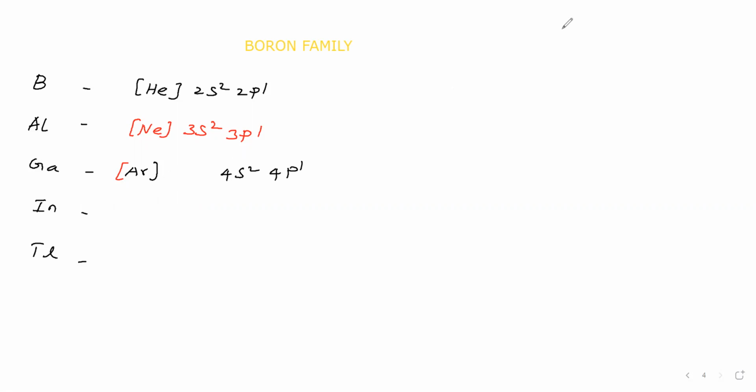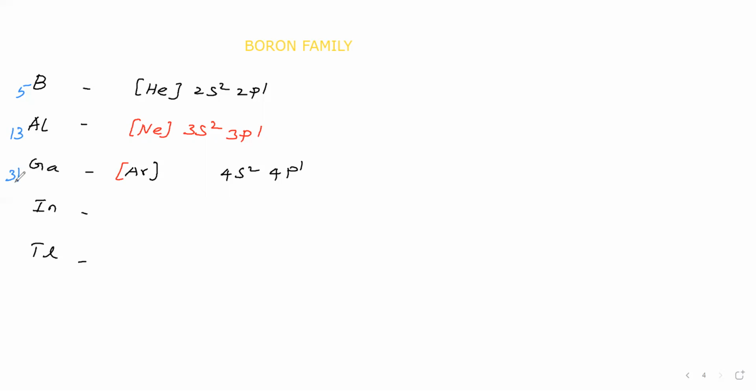Now we will see the atomic numbers of these elements. Boron atomic number 5. Add 8, you will get aluminum 13. Now you have to add 18. Why? Because before gallium, transition elements are present in the 3d series, 10 elements present, scandium to zinc. Therefore, we have to add 18 to this, then we will get the atomic number of gallium, 31.